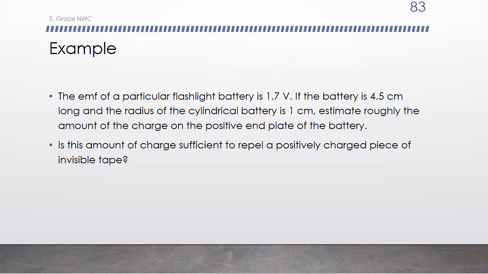So here's an example to work on. The EMF in a particular flashlight battery is 1.7 volts. If the battery is 4.5 centimeters long and the radius of the cylindrical battery is 1 centimeter, estimate roughly the amount of charge on the positive end plate of the battery. Is this amount of charge sufficient to repel a positively charged piece of invisible tape?